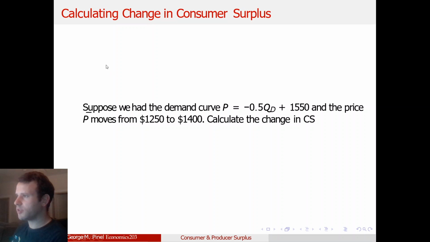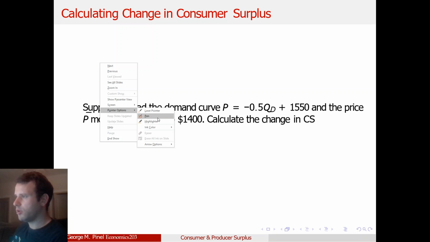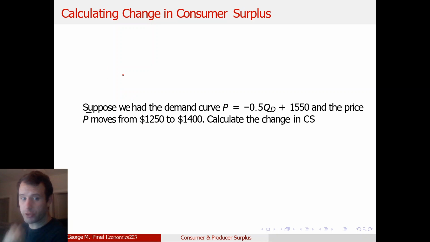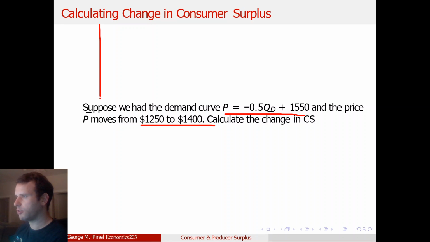All right, so let's just do one real quick example. I'm just going to do it directly on the PowerPoint. Suppose we had a demand curve, P equals negative 0.5 QD plus 1550, and the price moves from 1250 to 1400. Let's calculate the change in consumer surplus.